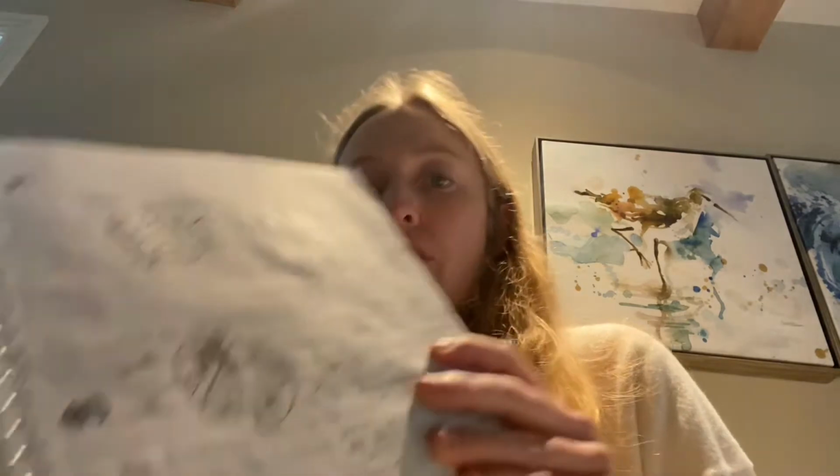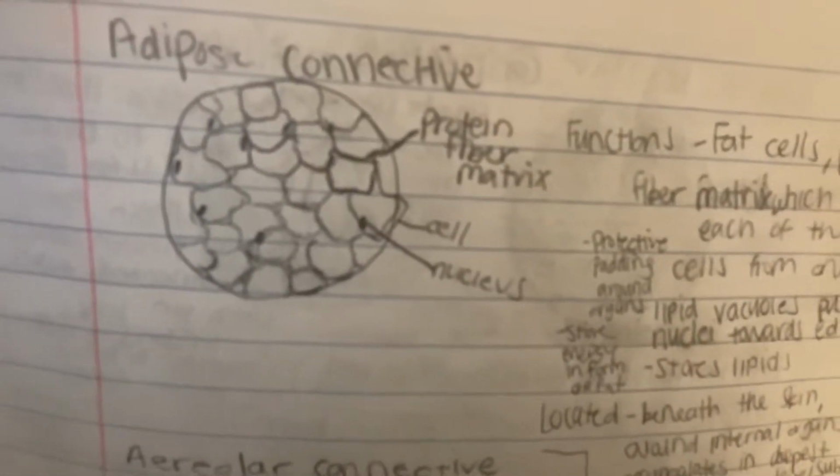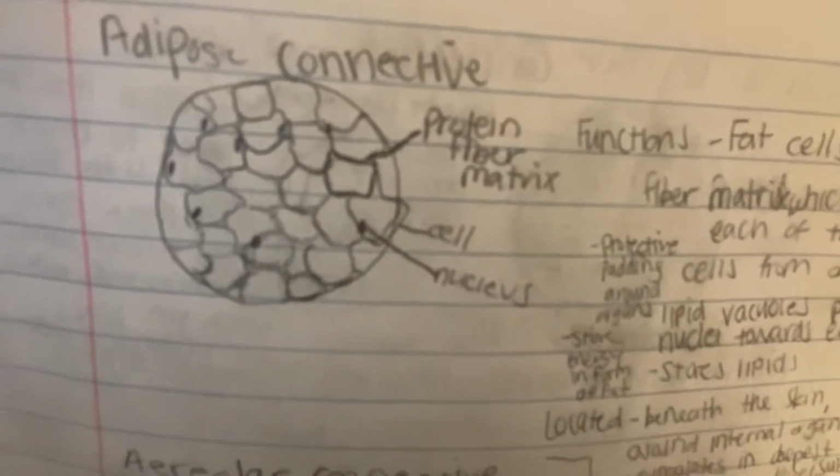And so that protein fiber matrix, once again, separates each of the cells from one another. So here's just another look at this tissue, I apologize. And the next one we're going to be talking about is the areolar connective tissue.